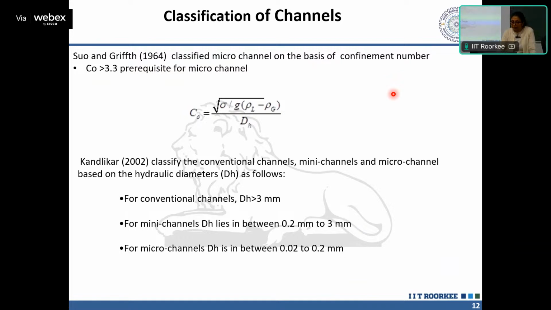So I gathered that you already know this, but there are two types of classification: one based on the ratio of buoyancy to the surface force, and another definition provided just based on the channel diameter. If the channel diameter is higher than 3 mm, we call it conventional; mini lies within 0.2 mm to 3 mm, and micro is 0.02 to 0.2 mm.